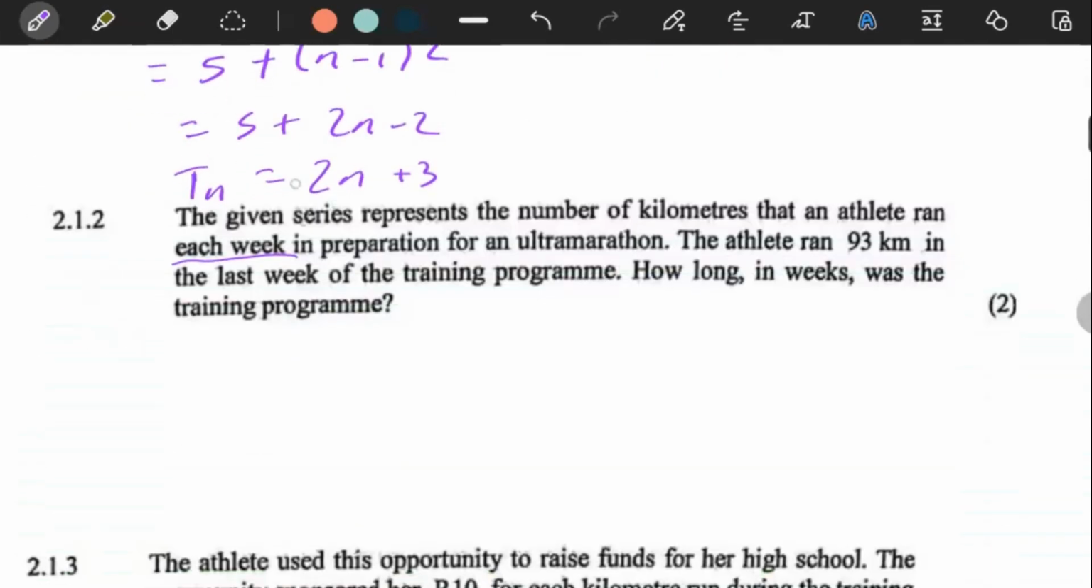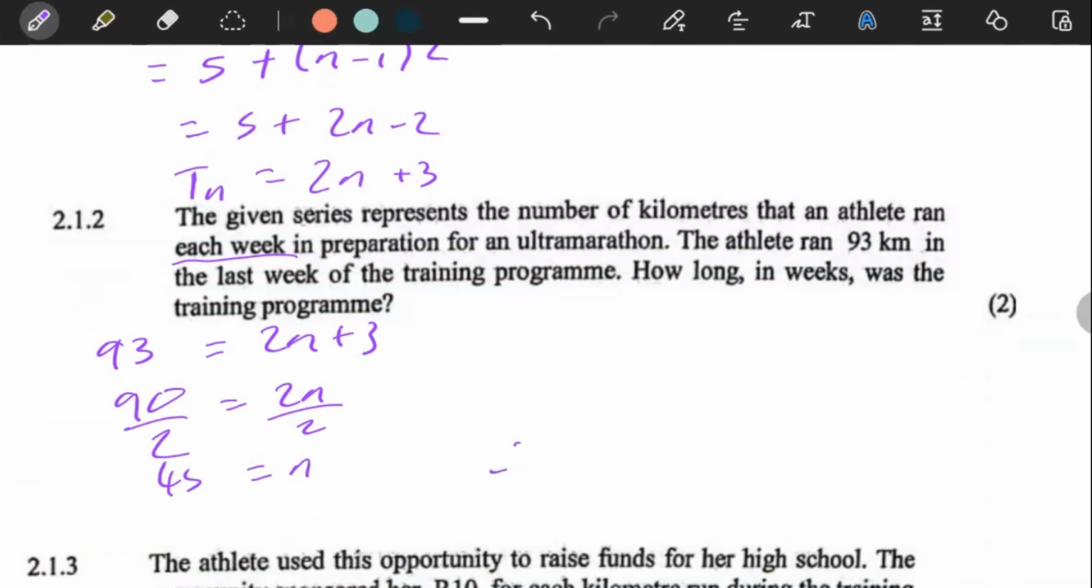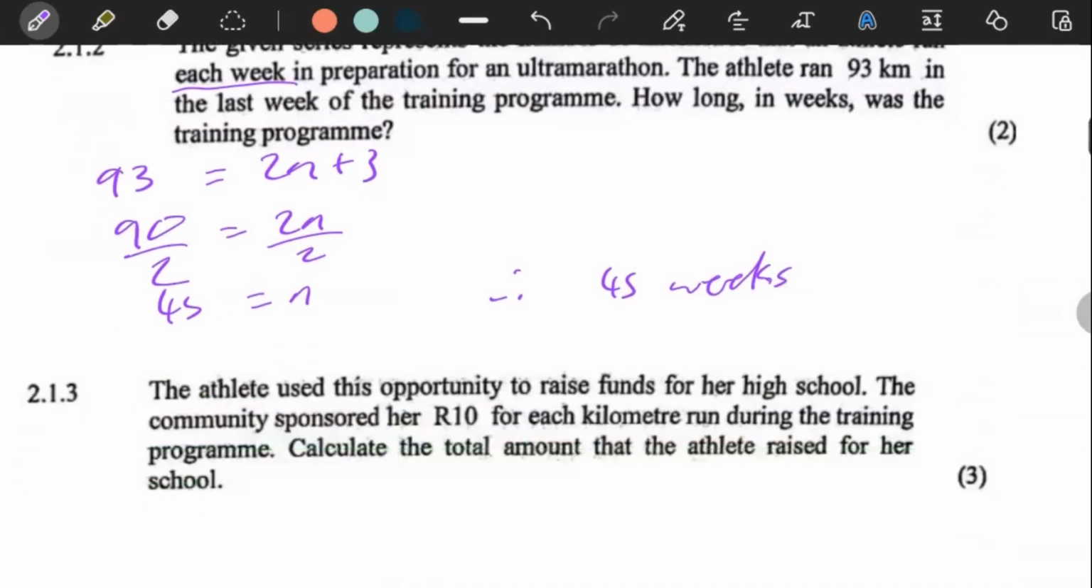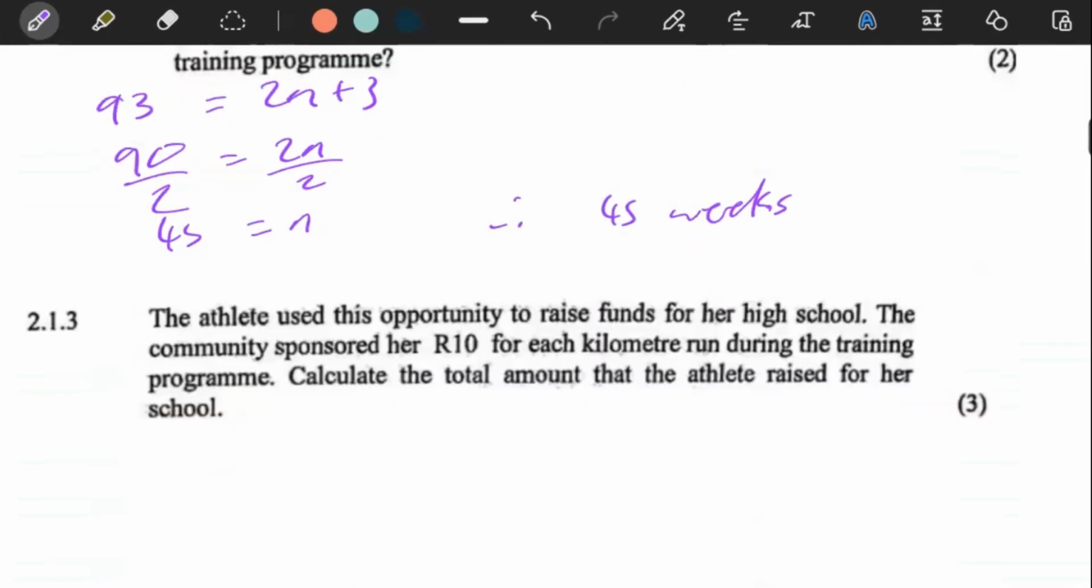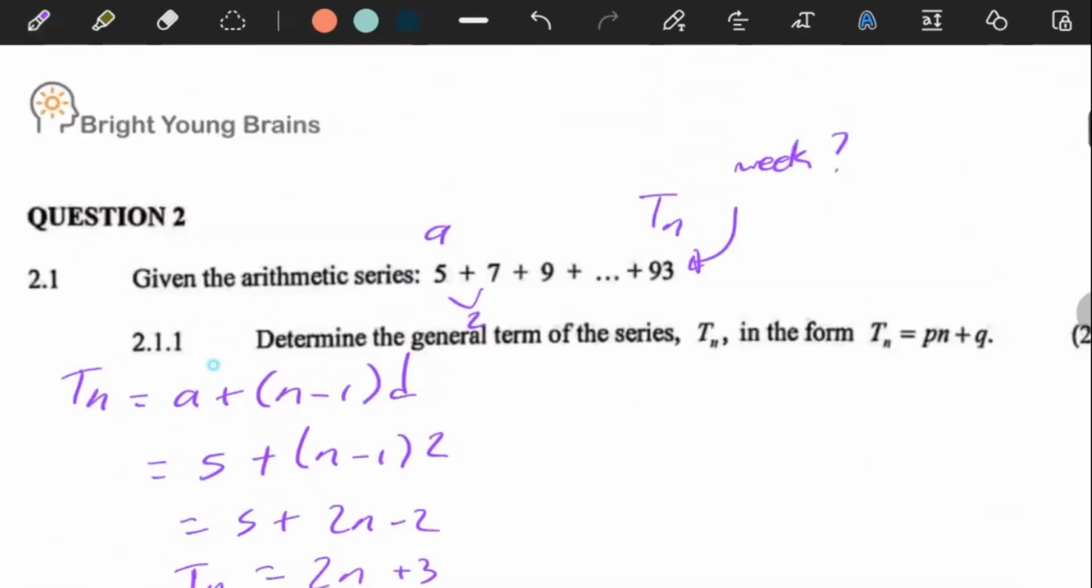So in our general term, we can just put 93 where Tn is, and then solve for n. This is giving us 90, divide both sides by 2, n is 45. Therefore, 45 weeks. Straightforward. 3 marks, it says the athlete used this opportunity to raise funds for her high school. Brilliant. And then it says here, the community sponsored her 10 Rand each kilometer during the training program. Calculate the total amount that the athlete raised for her school. So we're going to have to work out the total number of kilometers and then multiply that by 10.